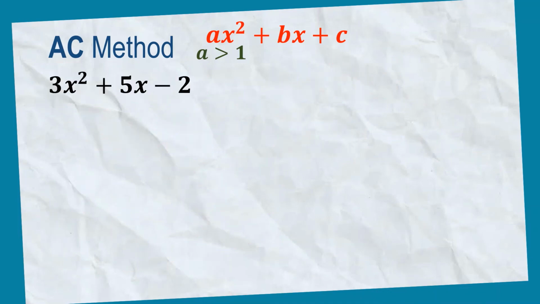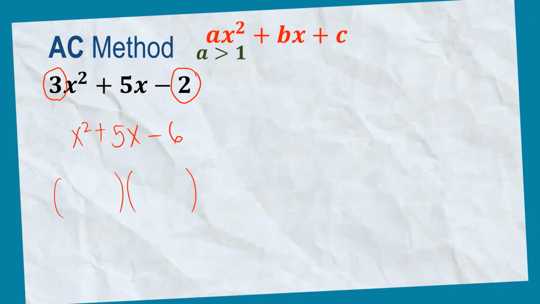Next example, we have 3x squared plus 5x minus 2. Again, i-multiply po natin ang value ni a kay c. Magiging x squared plus 5x minus 6. I-factor po natin siya. Isipin ang mga factors ni negative 6 na ang sum ay positive 5. So we have 6 and negative 1. Dahil 6 times negative 1 is negative 6, and 6 plus negative 1 ay positive 5. So we have x plus 6 and x minus 1.